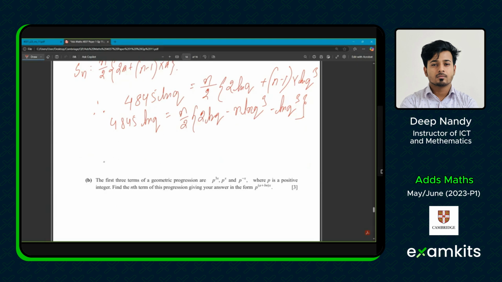Moving to these two ones, so n, if we take here, I have to multiply this thing. If we multiply this, we get n ln q plus n squared by 2 ln q cube minus n by 2 ln q cube equals to 4845 ln q.